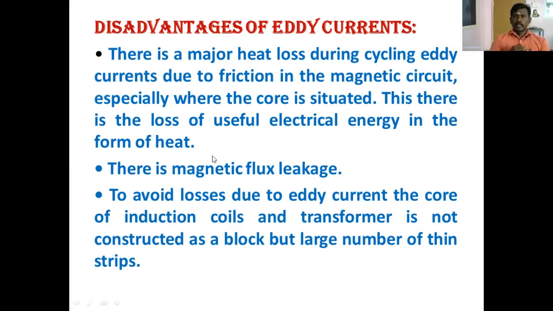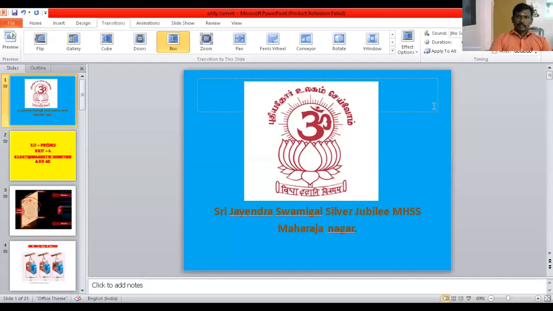Already I told you about thin strips, the symbol strips, or we can use E and I type strips also. So if they ask what the disadvantages of eddy current are, you focus on the first 2 points: there is a loss of magnetic flux and a loss of heat energy. We cannot convert the total magnetic energy into useful electrical energy.